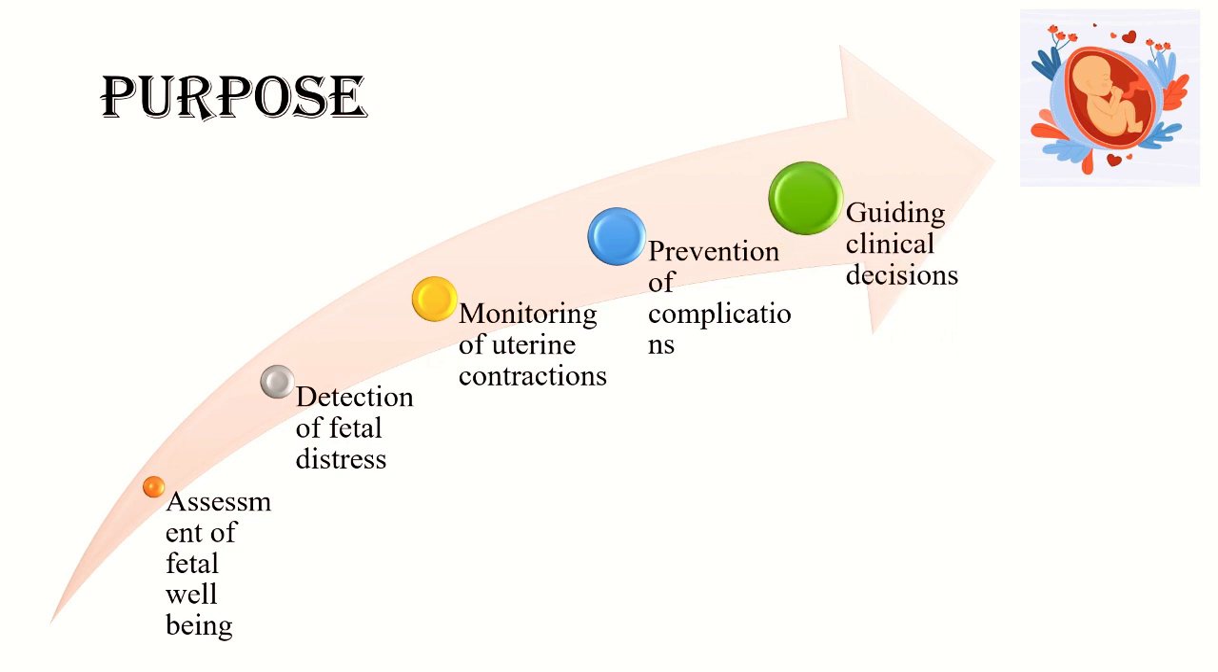And lastly, guiding clinical decisions. For example, if we are seeing that the uterine contractions are coming too fast, that is, there is uterine hyperstimulation and the mother is already receiving oxytocin, then we can decide to stop the oxytocin for the time being. Why? Because oxytocin will further increase the rate or frequency of the uterine contraction. So clinical decisions can be taken based on the CTG graph.